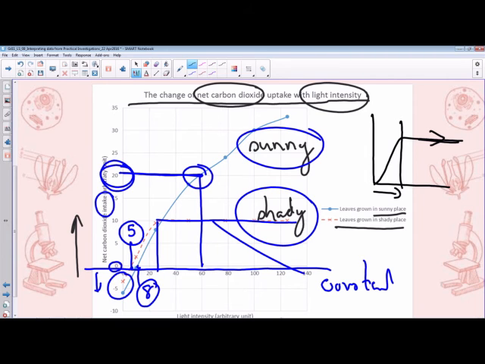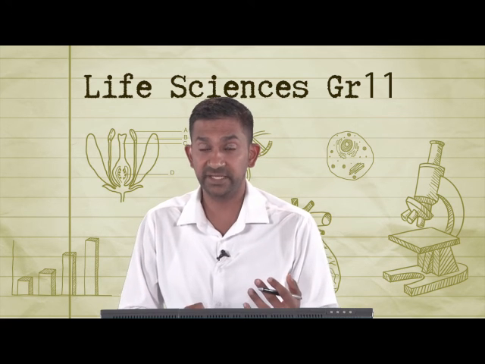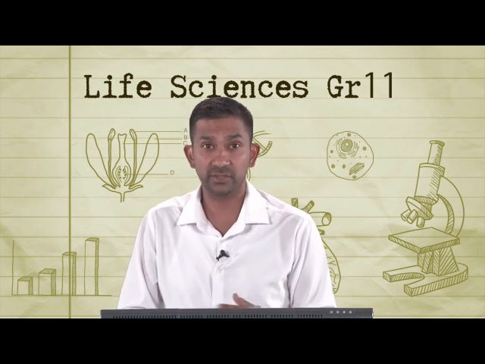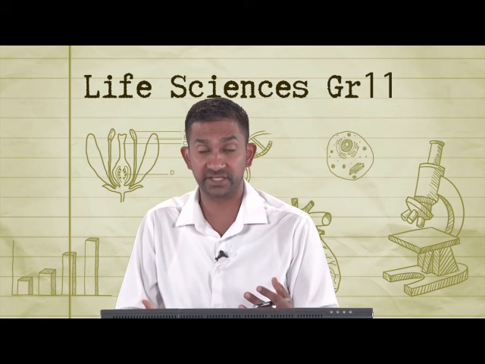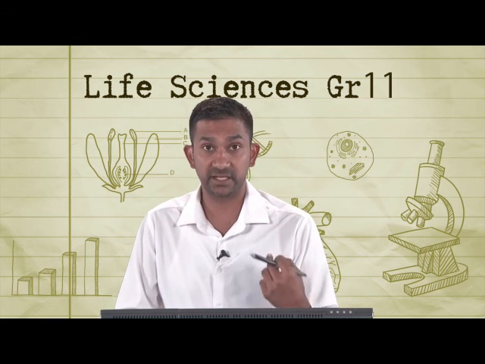So essentially what we're saying here is that the plant cannot photosynthesize any more, because it's saturated with carbon dioxide. The chloroplasts have absorbed the maximum amount of carbon dioxide that they can take in, and hence any further increase in the amount of carbon dioxide will not influence the rate of photosynthesis in a positive manner.